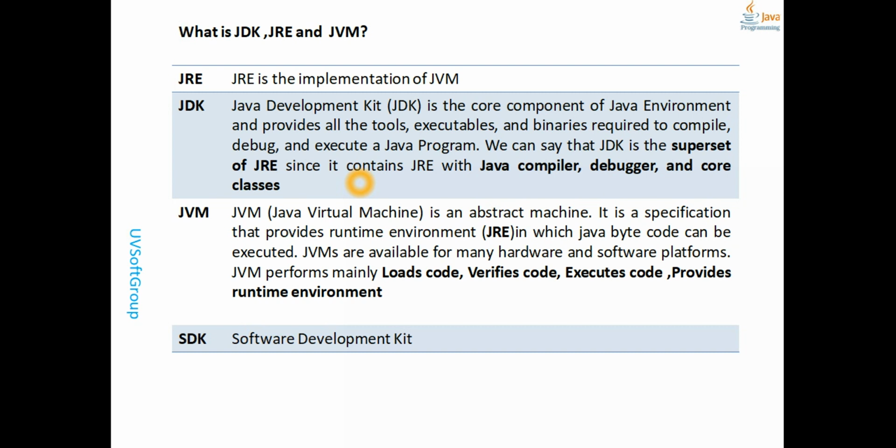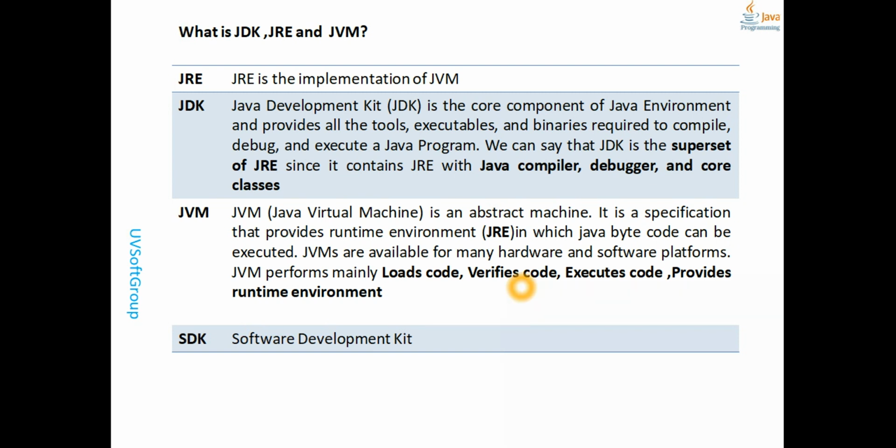It has a compiler, a debugger, and the core classes or core functionalities of the APIs for Java programming. The Java Virtual Machine is an abstract machine. It is a specification that provides the runtime environment, where Java bytecode can be executed. So the JVM is responsible, and Java bytecode can be executed via the JRE.